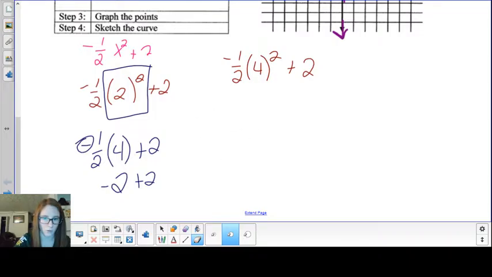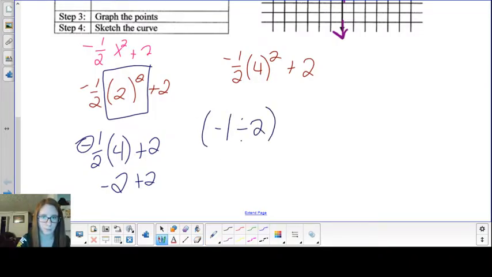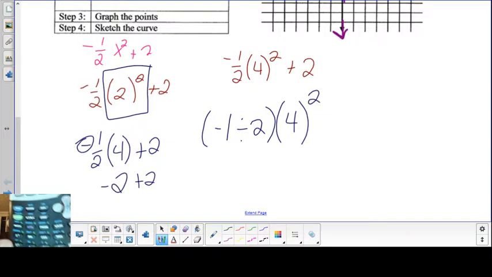I'm going to do this instead. Parentheses, negative 1 divided by 2, close parentheses, times, another parentheses, 4, close parentheses, squared. Remember, the squared button is x squared.